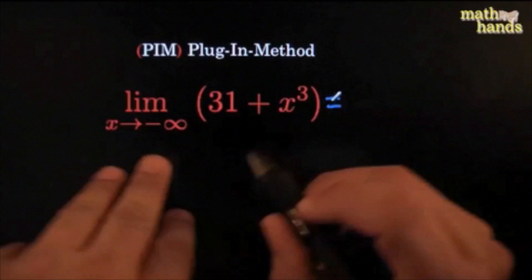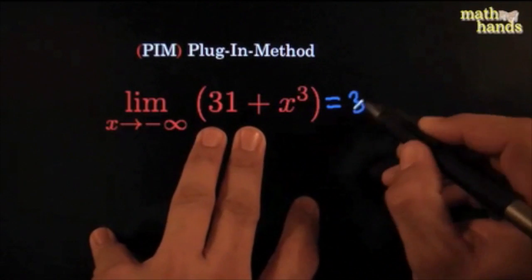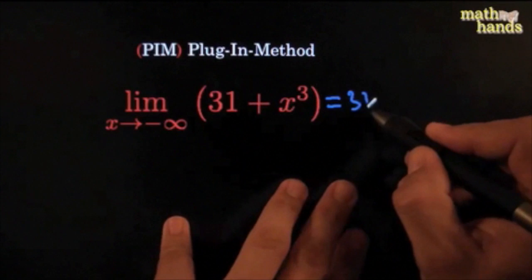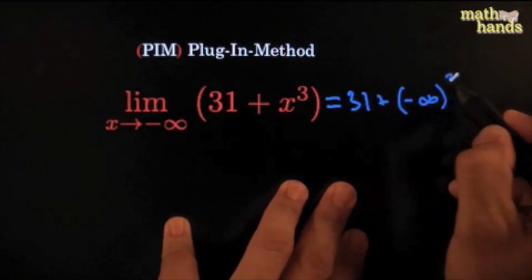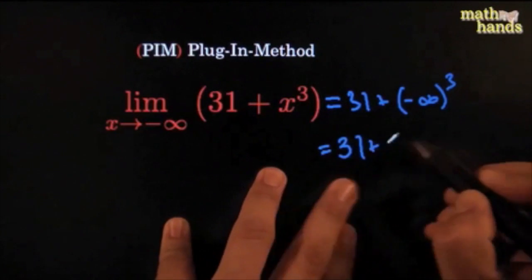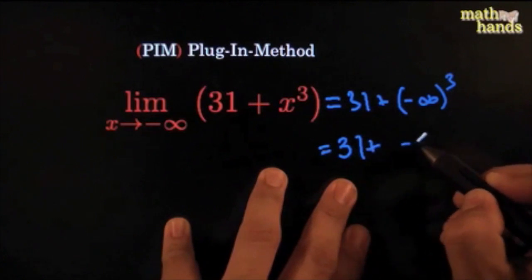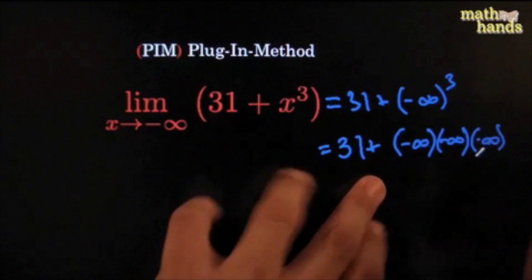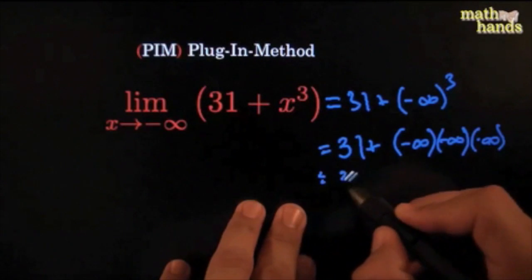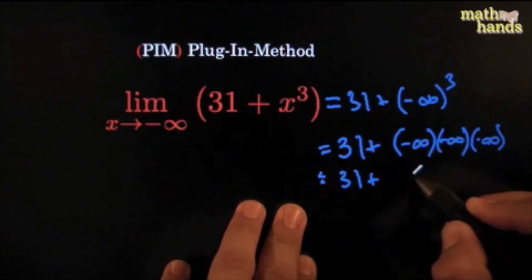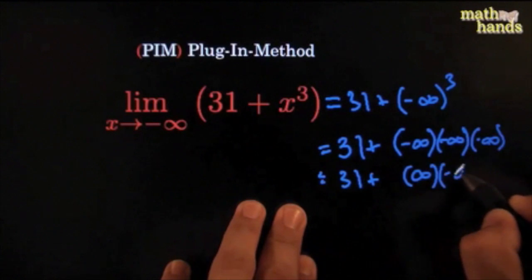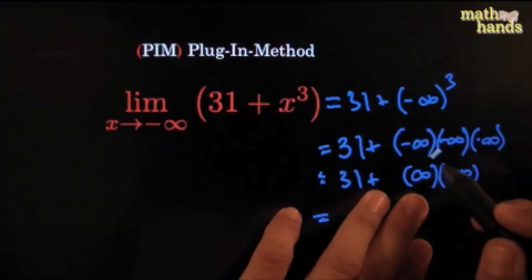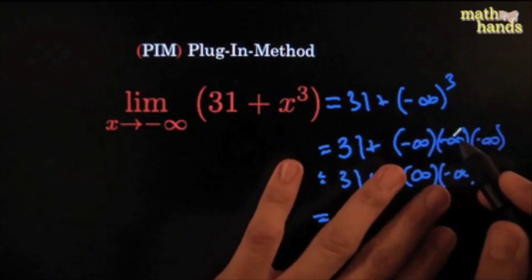Let's do it again. Now this time x goes towards negative infinity. So this would be 31 plus negative infinity raised to the third power. So that would be 31 plus, let me think, negative infinity times negative infinity times negative infinity. These two negative infinities would give you a large negative number times a large negative number, which would give you a positive large number. For sure, there's no doubt, independent of which one you pick from the basket. Large negative times large negative gives you a large positive.